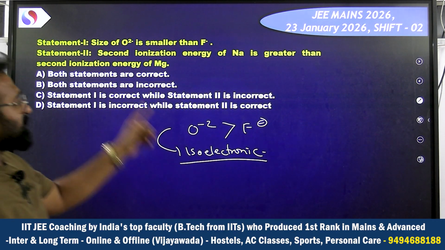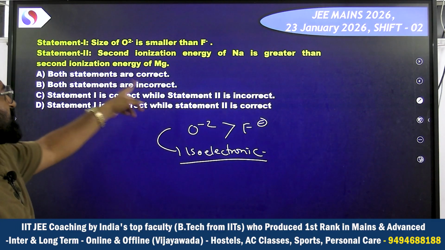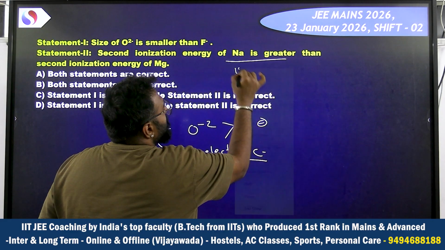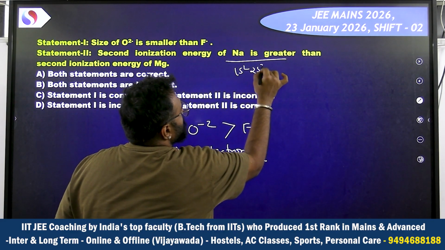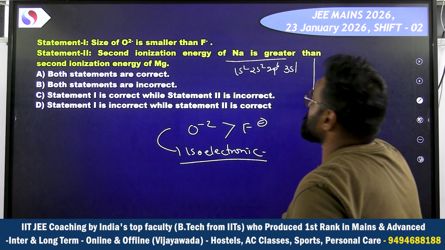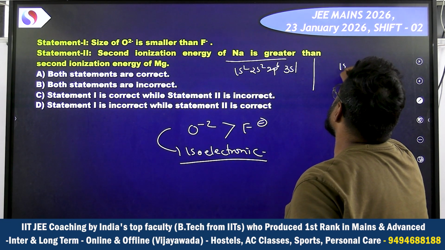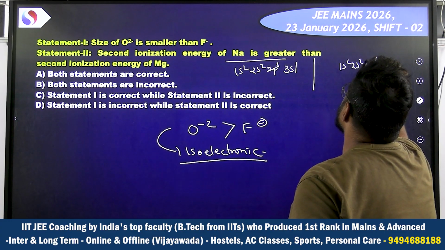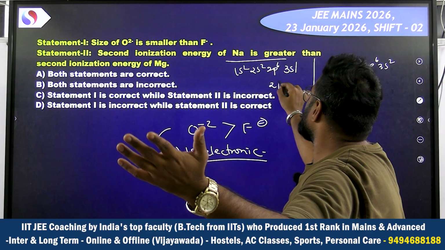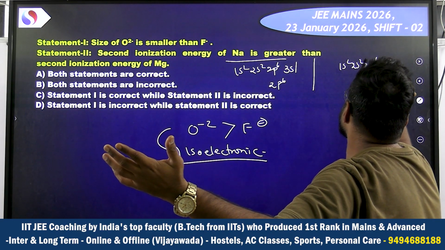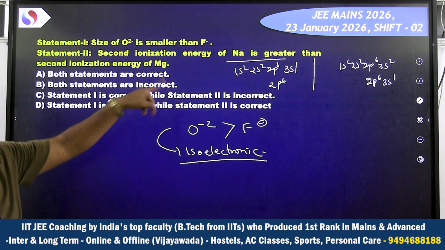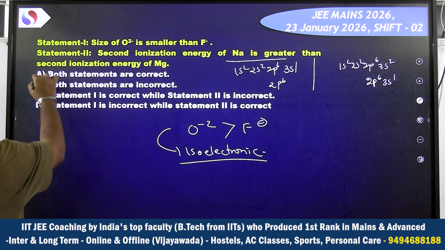The second ionization enthalpy of sodium is greater than the second ionization enthalpy of magnesium. This is also true. What is the configuration of sodium? 1s2, 2s2, 2p6, 3s1. And what is the configuration of magnesium? This will be 1s2, 2s2, 2p6, 3s2. Now when you remove the first electron, this will be 2p6 and this will be 2p6, 3s1. Correct? So if you want to remove the second electron, sodium will need more energy. So statement 1 and statement 2 both are correct.